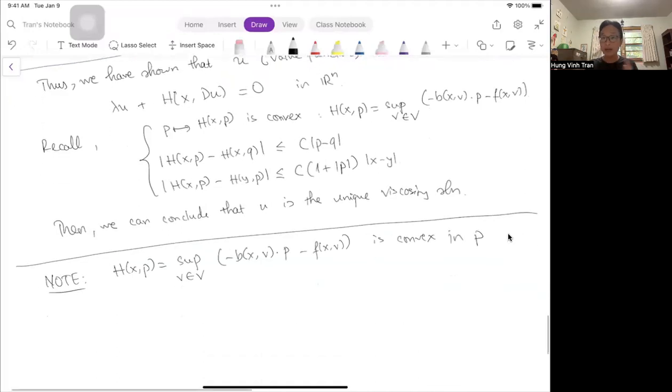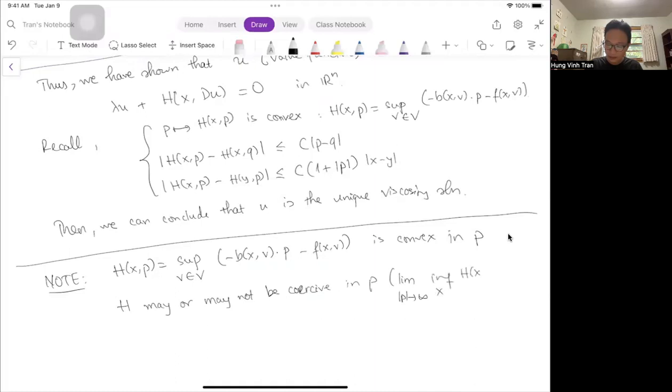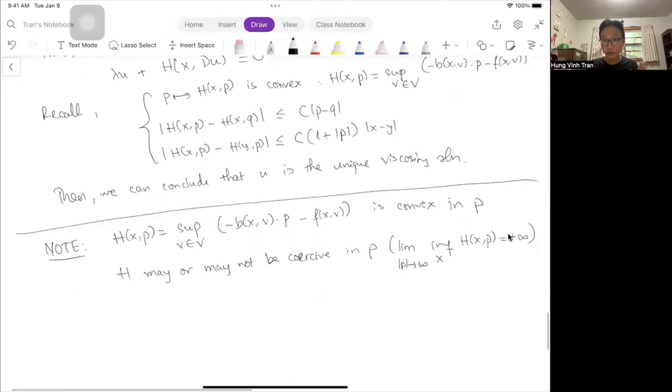But it may or may not be coercive in p, right? So H may or may not be coercive in p. Again, here by coercive in p, I mean the limit as |p| goes to infinity of the infimum over x of H(x,p) equals plus infinity. It could be coercive or not coercive in p. We already gave two or three examples in class earlier that it could go either way, right?